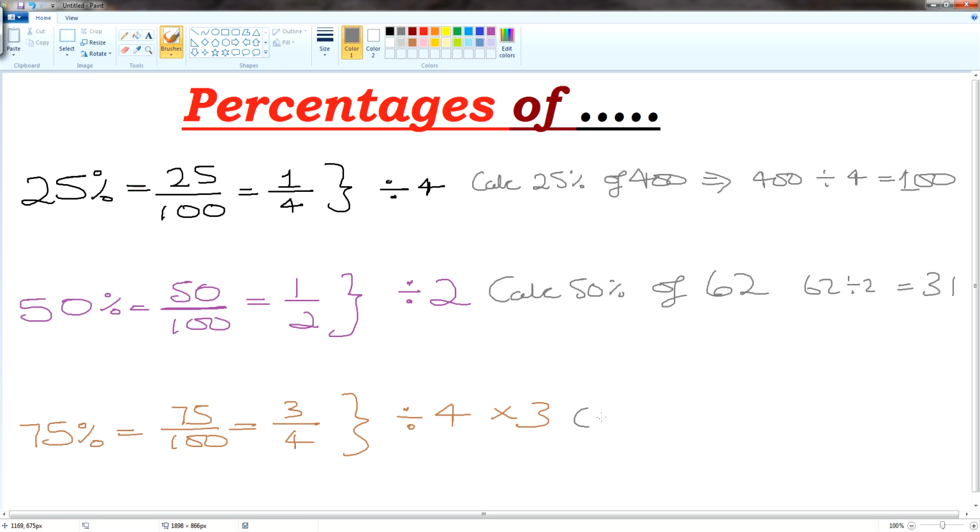Next one. We need to calculate 75% of 80. But how do we do that? The method says divide by 4 first and then times by 3. Let's try that now. We need more space. We're going to get 80. We're going to divide it by 4 and then times it by 3. What is 80 divided by 4? And then times that by 3 gives us 60. So 75% of 80 is equal to 60.